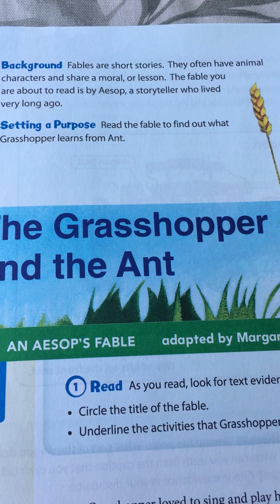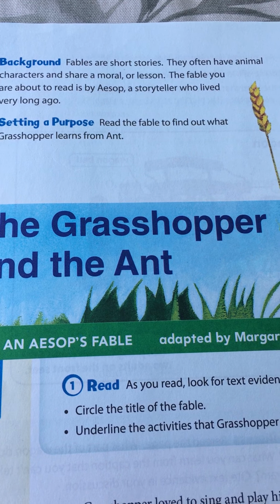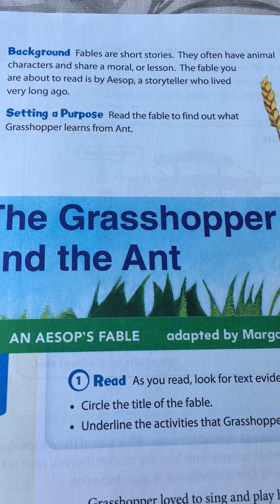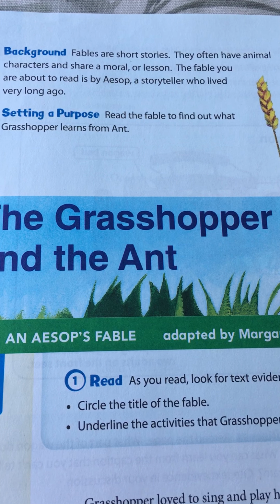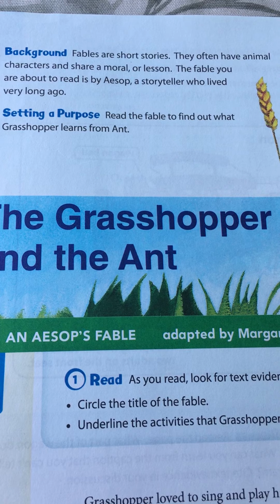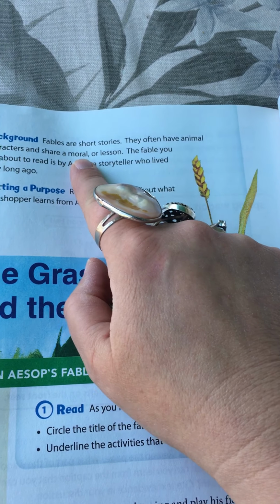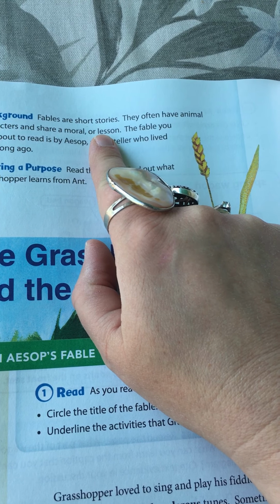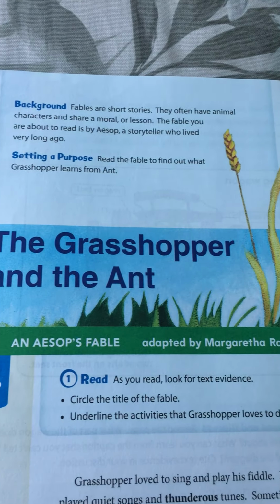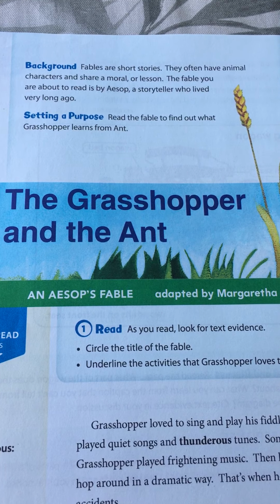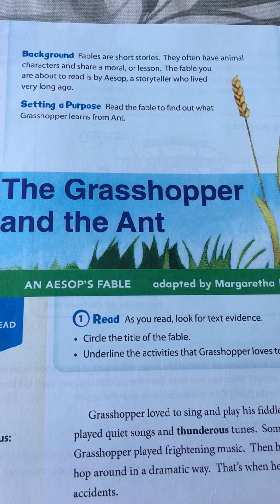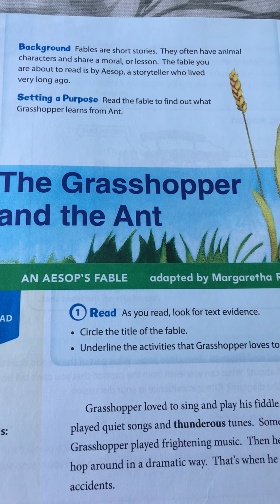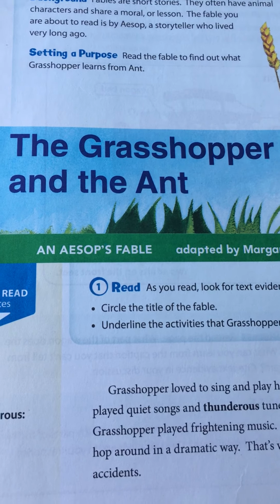Background. Fables are short stories. They often have animal characters and share a moral or a lesson. The fable you are about to read is by Aesop, a storyteller who lived very long ago. Remember, moral and lesson are synonyms. They mean about the same thing. Okay. Setting a purpose. Read the fable and find out what the grasshopper learns from the ant. Okay, so we know ahead of time what we're going to be looking for. What is the grasshopper supposed to learn?